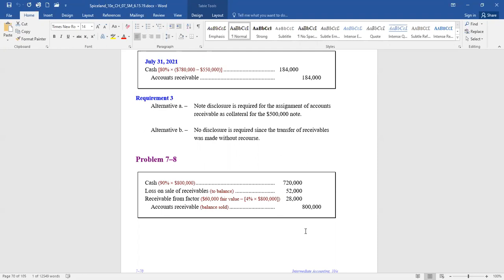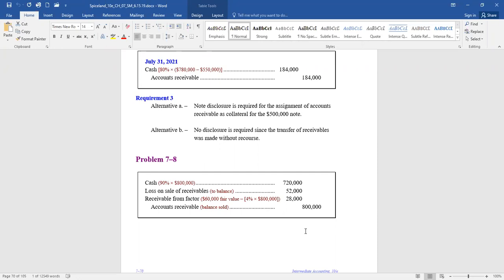When Milpitas collects the receivables, it remits to Samson the retained amount less a 4% fee of the total factored. So the total factored was 800,000, and 4% of that is their fee, or 32,000.